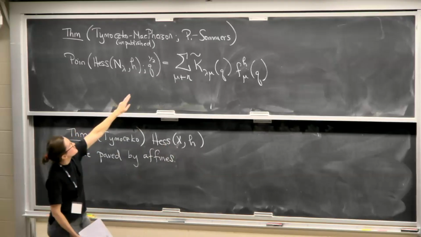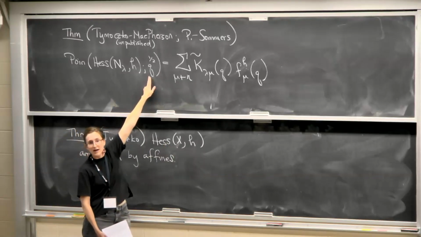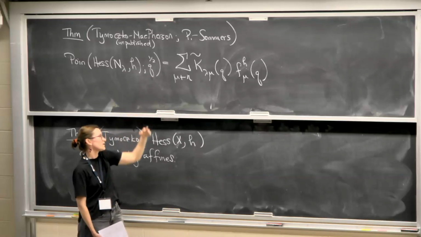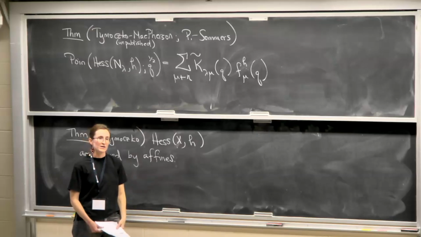And affine pavings means that I'm allowed to put the q to the 1/2 here. It means all odd cohomology vanishes. So this q to the 1/2 otherwise might be a little mysterious, but because I have an affine paving, I only have even Betti numbers.